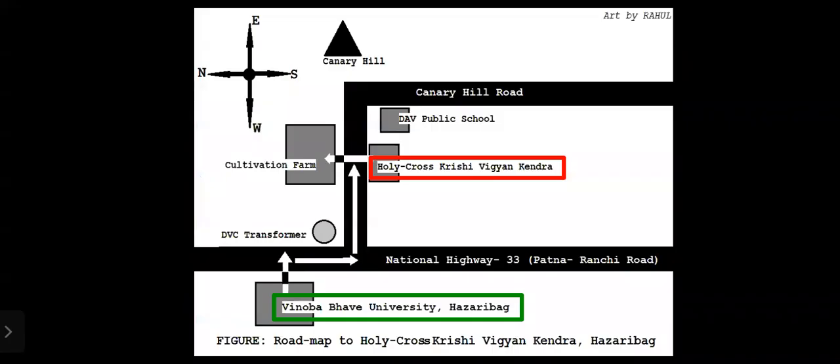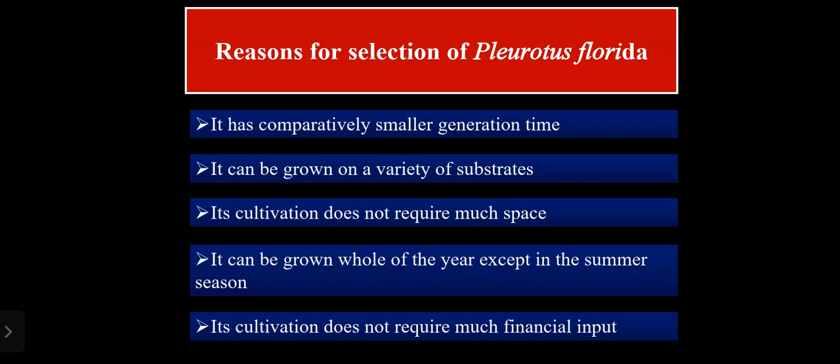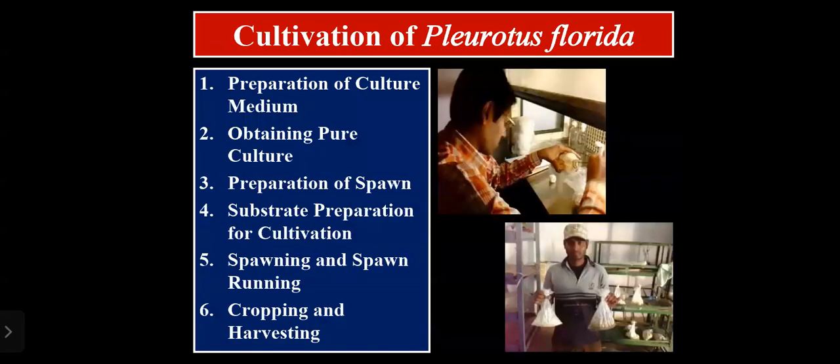Pertaining to site selection, we chose ICAR Holy Cross Krishi Vigyan Kendra, situated at the foot of Canary Hill, Hazaribagh, Jharkhand, for mushroom culture. We had selected Pleurotus florida for our study because it has smaller generation time, can be grown on a variety of substrates, does not require much space, can be grown whole year except hot summers, and its cultivation does not require much financial input. For cultivation, we started with obtaining pure culture, spawn preparation, and spawning followed by cropping and harvesting.